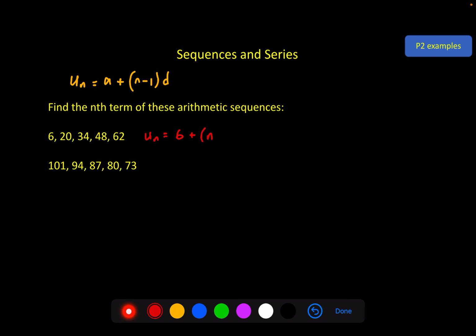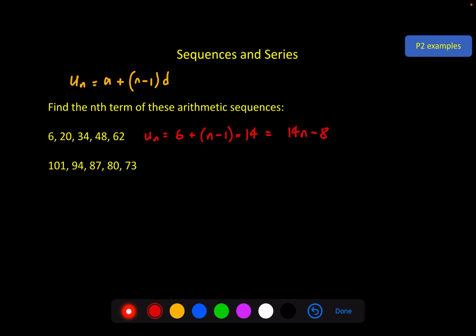plus n minus 1. Now, although I've got 5 terms on the screen, this sequence could arguably continue forever. And I don't know that n is 5 necessarily. I want the nth term, so I'm going to leave n as n times the common difference. The common difference is positive 14. And if you want to, you can expand that out and get 14n minus 8, which might be the way some of you have seen this before.